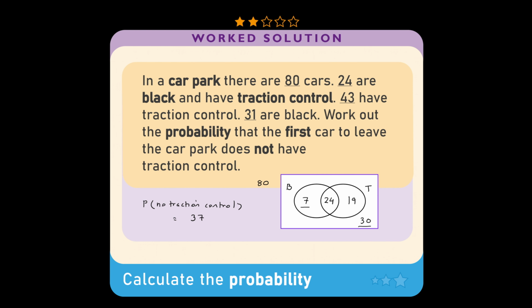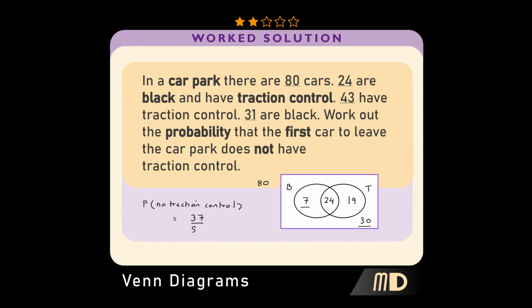In other words, the number of cars without traction control divided by the total number of cars inside the car park. So, the probability that the first car to leave the car park does not have traction control, and the answer to this question, is 37/80.